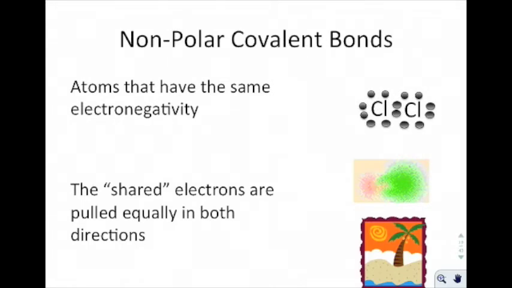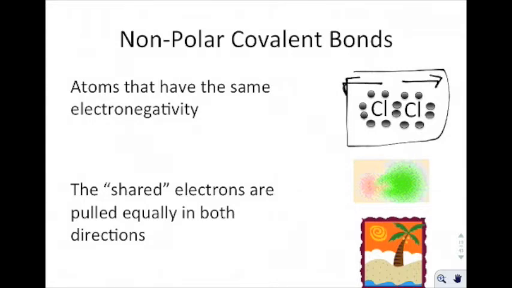So these molecules that tend to form nonpolar covalent bonds almost always are the same substance. Okay, those are the ones that are going to be perfectly nonpolar. In other words, this chlorine atom is going to pull on these electrons just as much as this chlorine is going to pull on these electrons. So anytime you have what's called a diatomic, it's going to be a nonpolar bond.